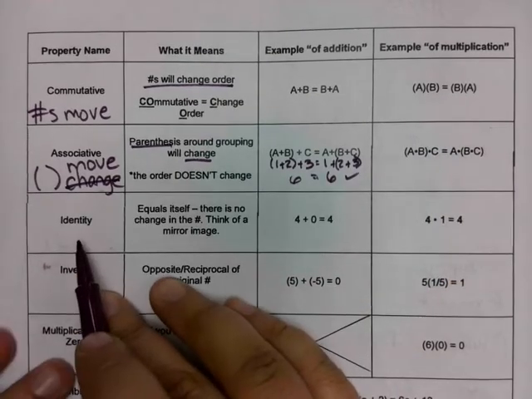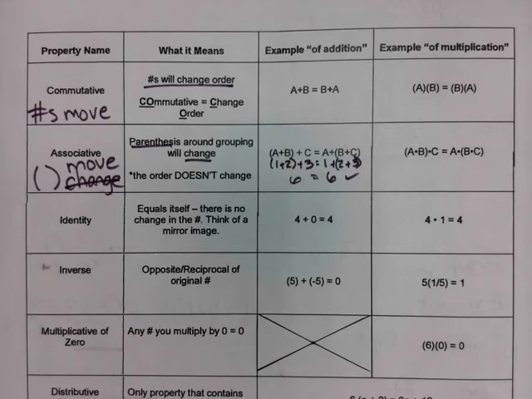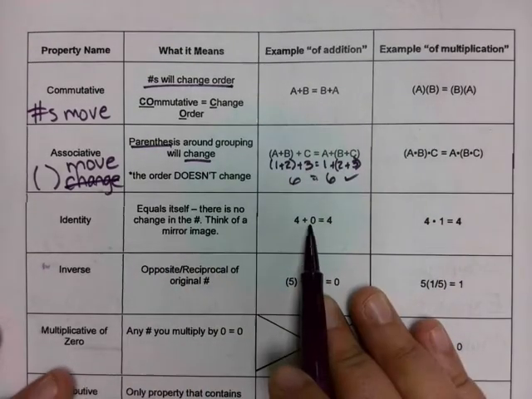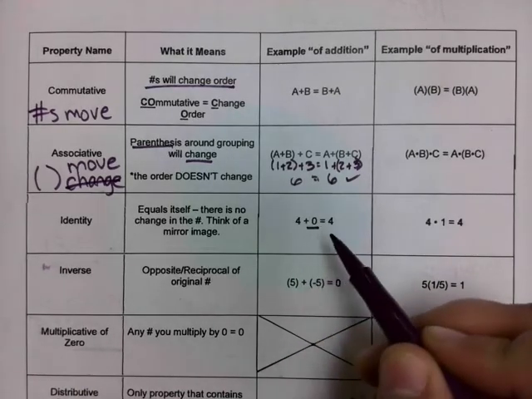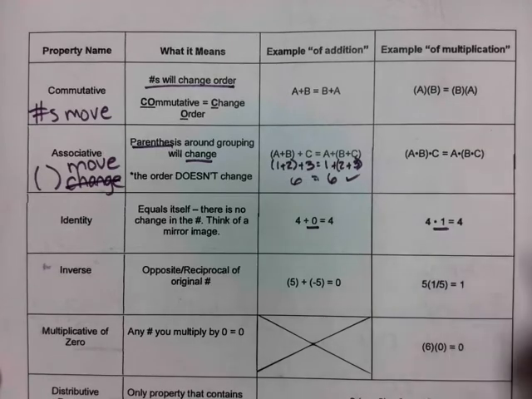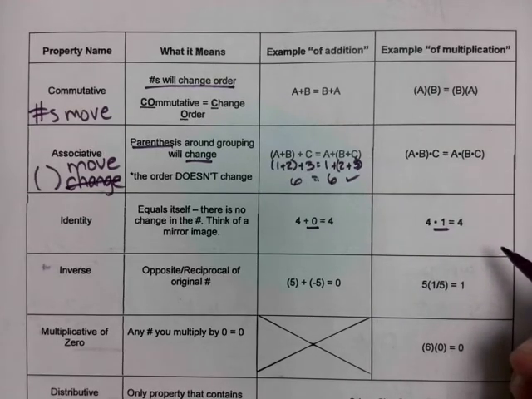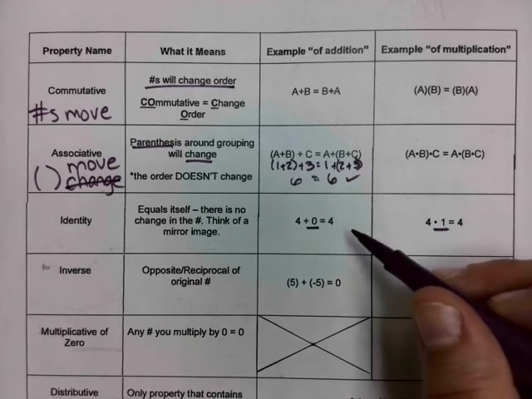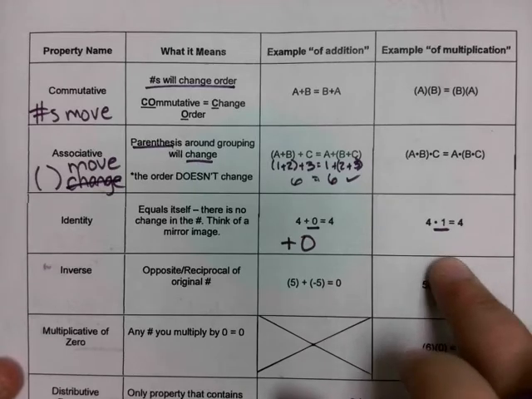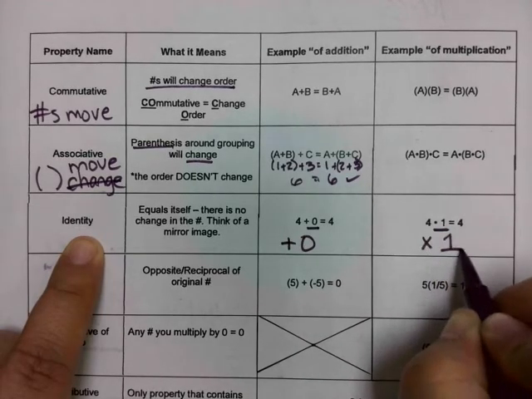All right, identity property. Identity property doesn't change the identity of the number. The identity is who you are, so it doesn't change the number itself. The addition property for identity is adding 0, because adding 0 does not change the number. And for multiplication, the identity property is multiplying by 1, because when you multiply by 1, it doesn't change the number. So the addition property of identity is adding 0, and the multiplication property of identity is multiplying by 1.